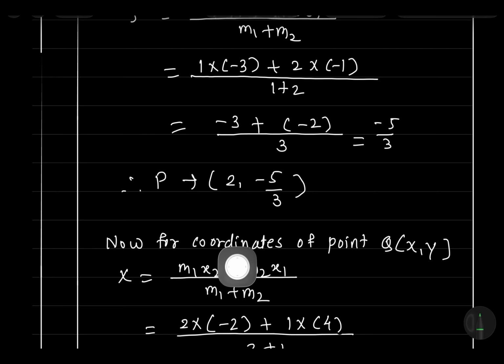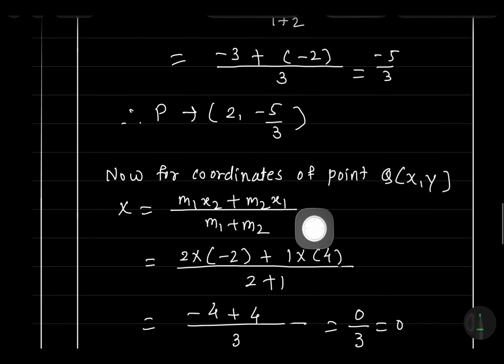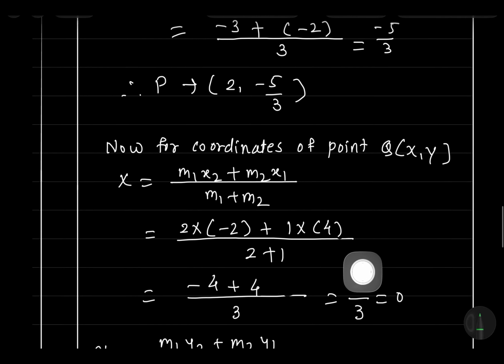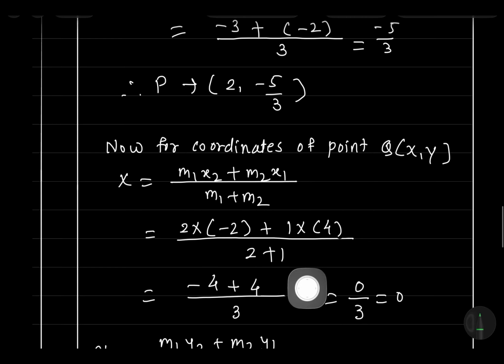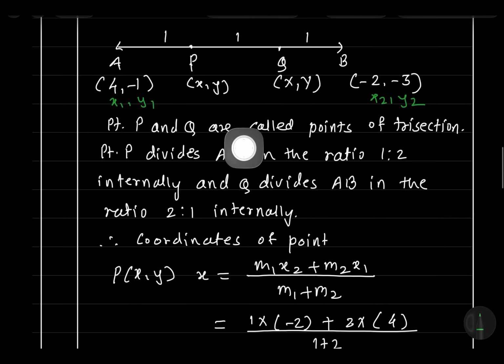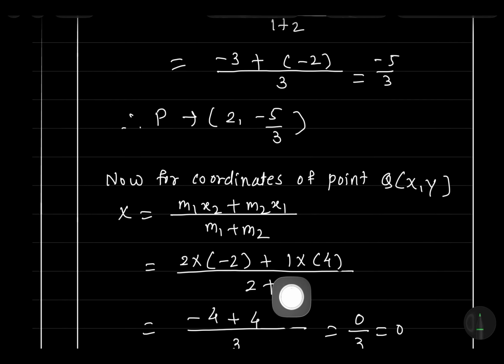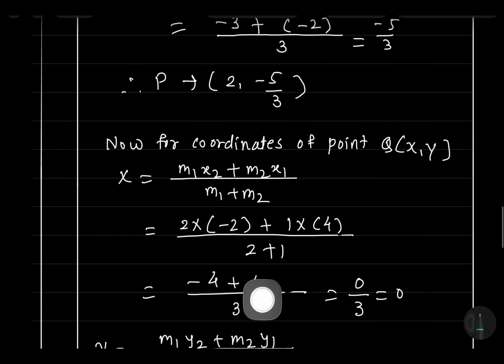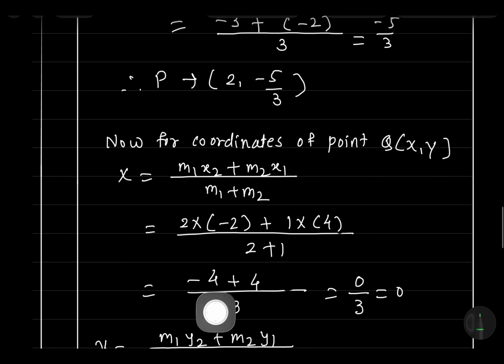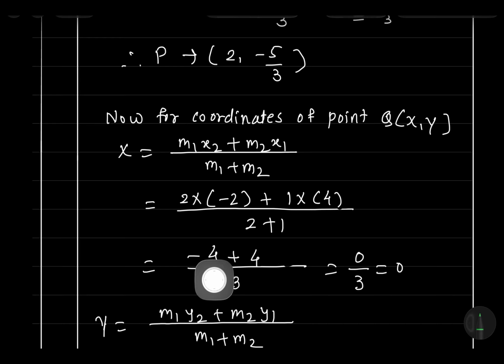We have to find both coordinates of Q. Now for the coordinates of point Q, x and y. See, m1, x2, x1 and y1 are the same, only the ratio will change. Now m1 is 2 and m2 is 1. So 2 into -2, since x2 is -2. Put the values like this. 2 into -2 plus 1 into 4, upon 2 plus 1. So -4 plus 4 becomes 0, upon 3, which means it's 0.